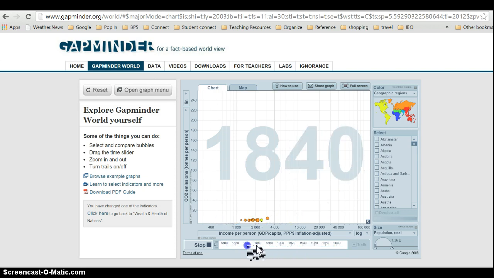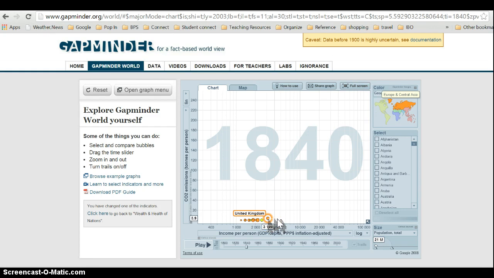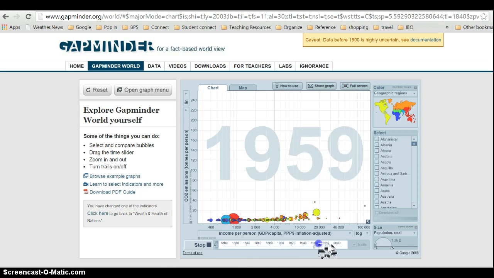Now, one limitation is the data that they have here. This little thing just popped up. Data before 1900 is highly uncertain. You know, here's the UK. Do we really know what the carbon emissions were per person, what their income was in the year 1880? So, and we're not going to have data for a lot of countries. So I'm not that interested in the time scale.